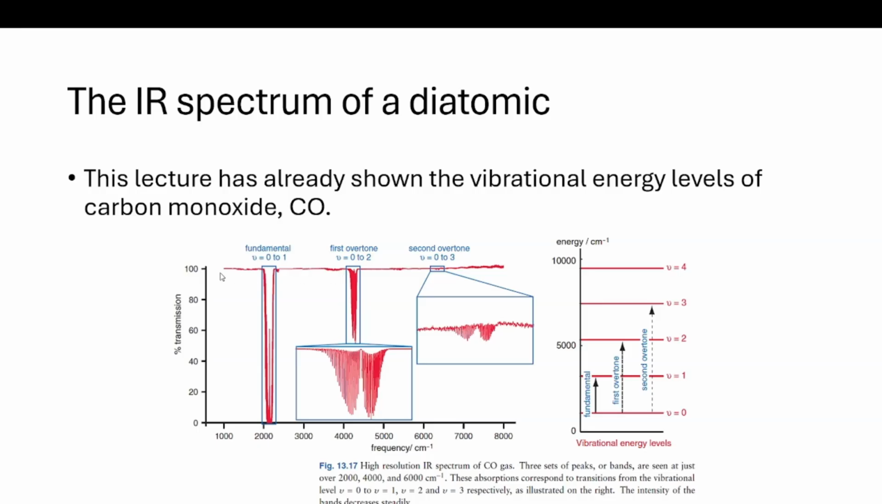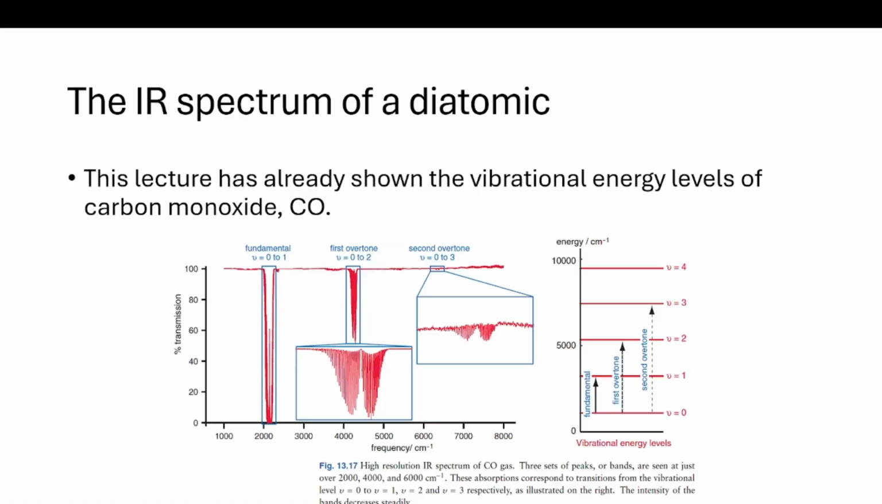We can see that there are going to be different dips in this transmission graph. And this is because at these specific wave numbers, the molecule is going to absorb the energy of that photon and it's going to transition to different energy levels. So imagine that we have a base vibrational energy level. If the molecule absorbs a photon and goes up one energy level, that's known as a fundamental.